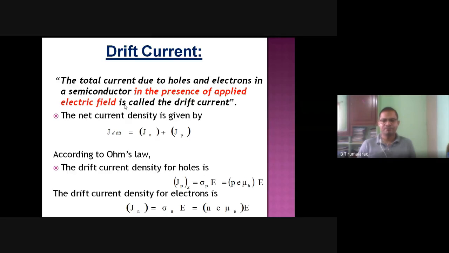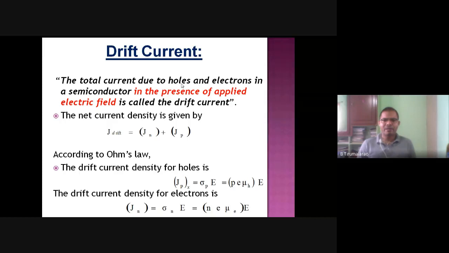This means that whenever drift current is mentioned, this point is very important: drift current exists only under an applied electric field. I already said this about drift current.